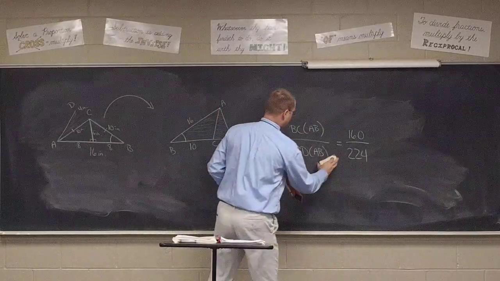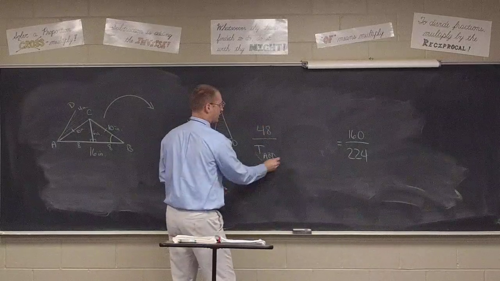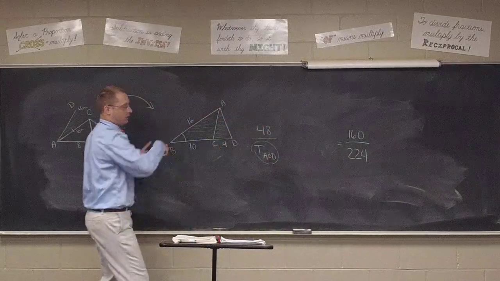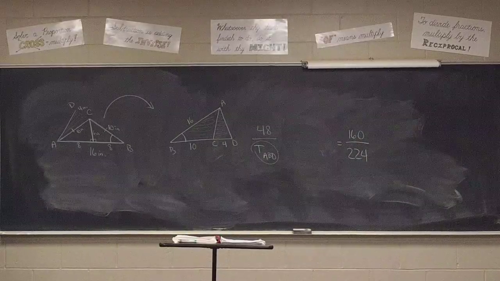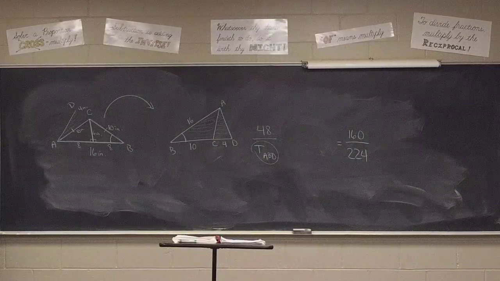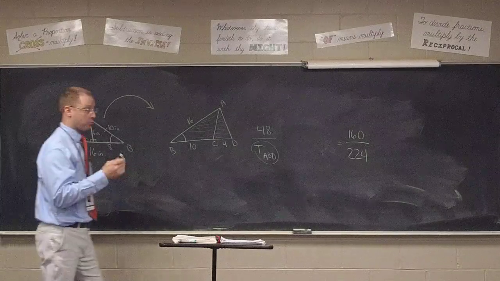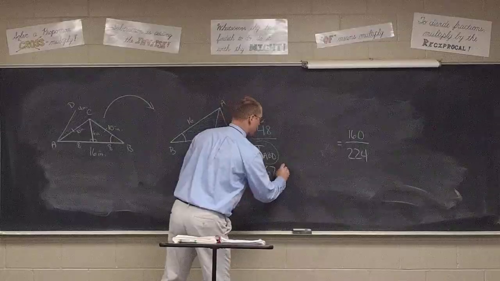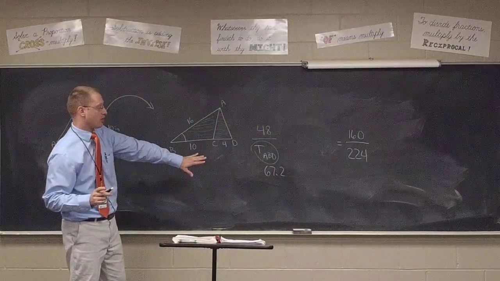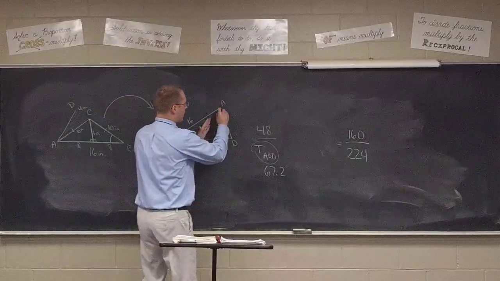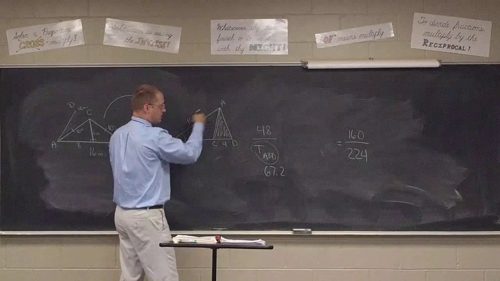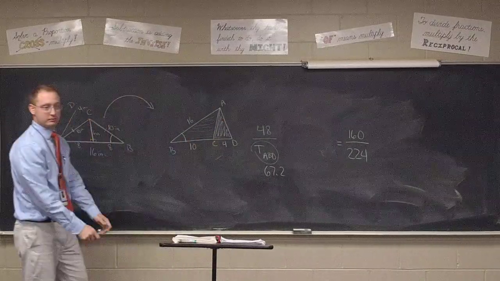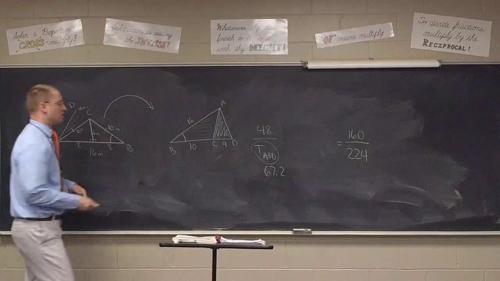Therefore, let me get rid of the middleman here. I can find the area of the whole big triangle. What is the area of the whole big triangle? 67.2. All right, got some confirmation there. 67.2 is the area of the whole big triangle when we cross multiply. But I didn't want the area of the whole big one. I just wanted the area of this one. So the whole thing's 67.2. This piece is 48. How big is that? 19.2 inches squared.